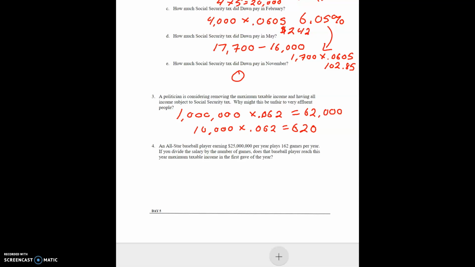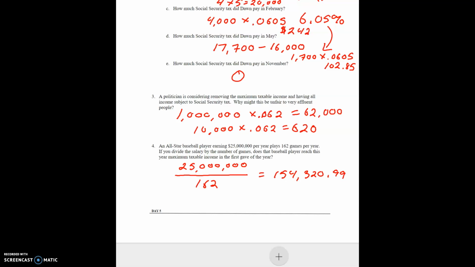Number 4, an all-star baseball player earning $25 million per year plays 162 games per year. If you divide the salary by the number of games, does the baseball player reach this maximum income tax table the first year? So 25 million divided by the games, which is 162. When you do that, you're going to get 154,320.99.